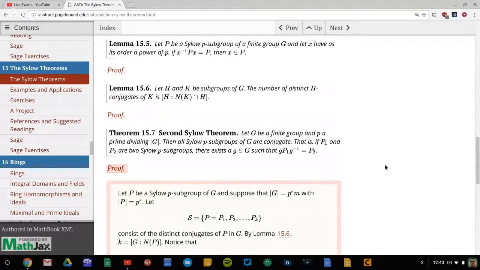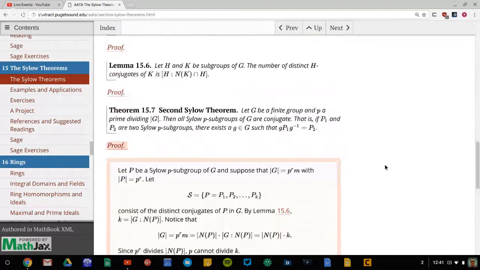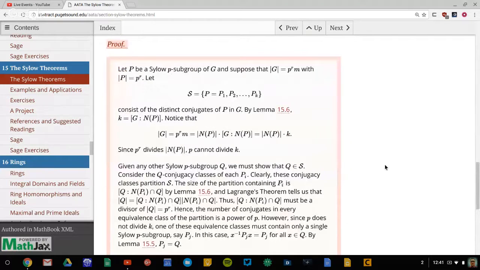So when the choice of H is G itself, then we're talking about the total number of conjugates of K there are, as subgroups of G. And this will simplify somewhat to be the index of the normalizer of K in G. So we apply that there. So the number of these that there are, which is k, is the index of the normalizer of P in G.